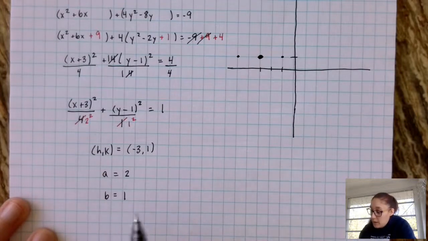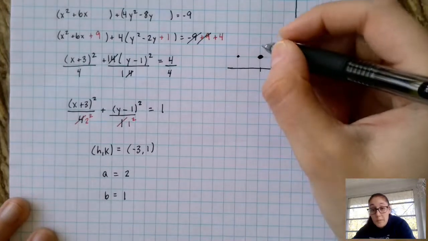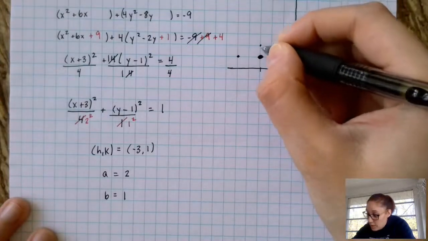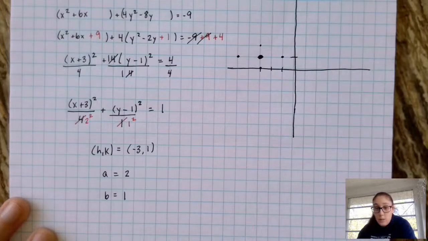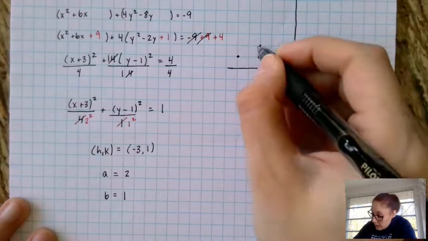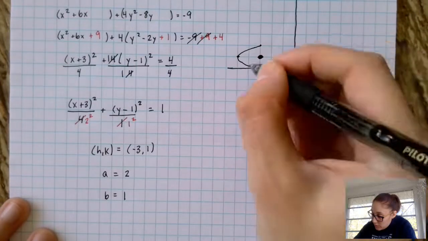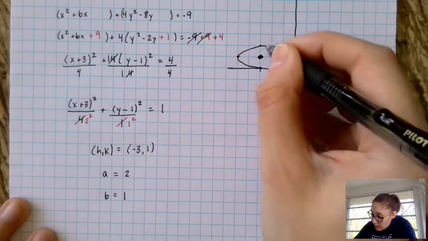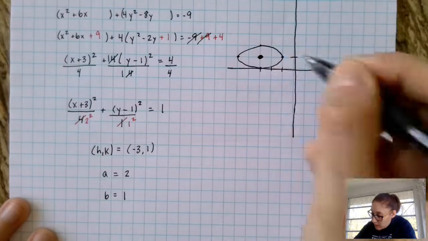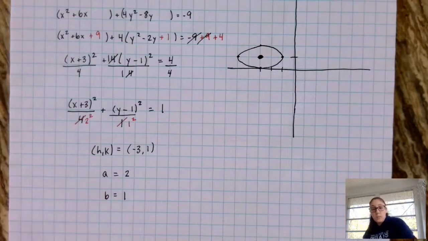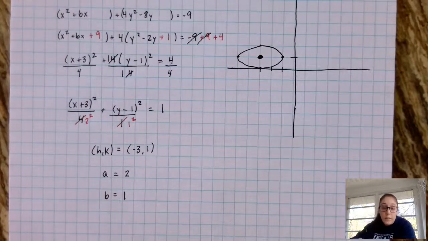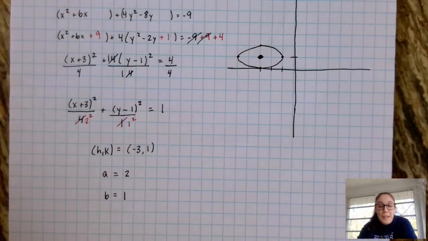And then my B is along the minor axis, so I'm going to go up 1 and then down 1. And then that's all I need to be able to draw out this ellipse. Try to make it as ovally as possible. But that is our graph of the ellipse.